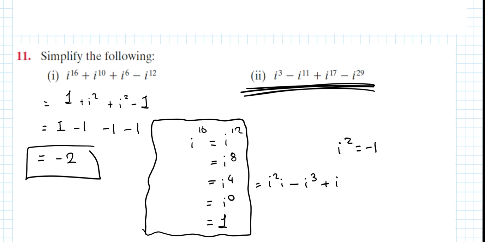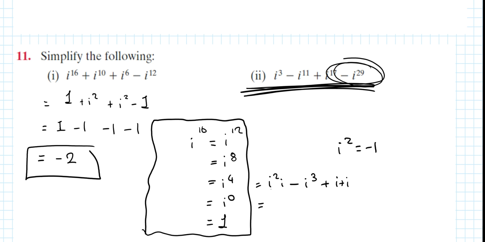So it's just i. And here, slow it down and go, well, 29 minus 4, minus 4, minus 4, minus 4, minus 4, minus 4, and see what we get down to. i to the power of 5, minus 4 again, i to the power of 1. So i to the power of 1, which I'd just write down as i.